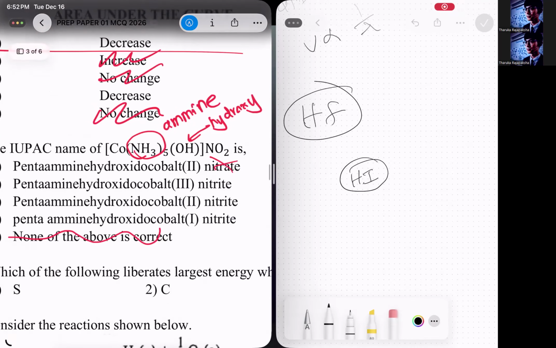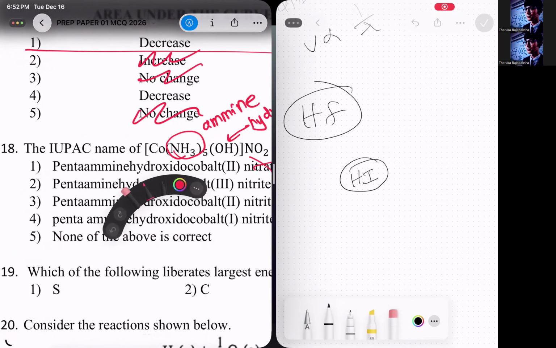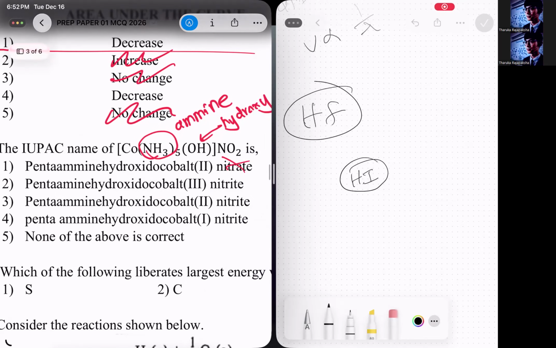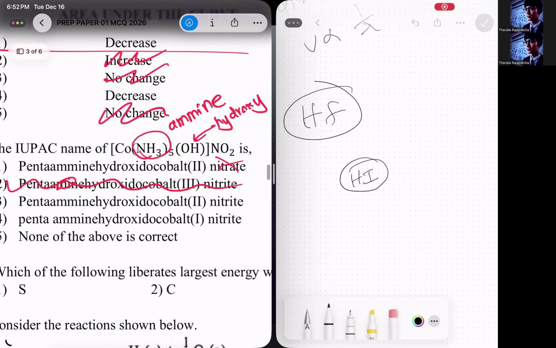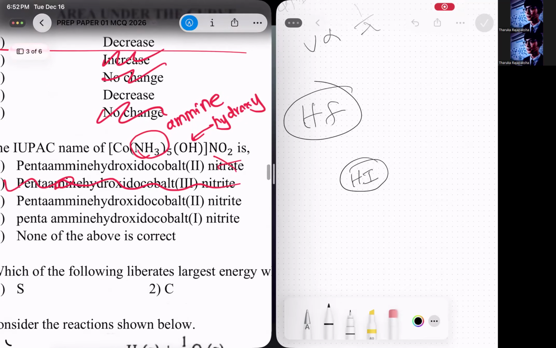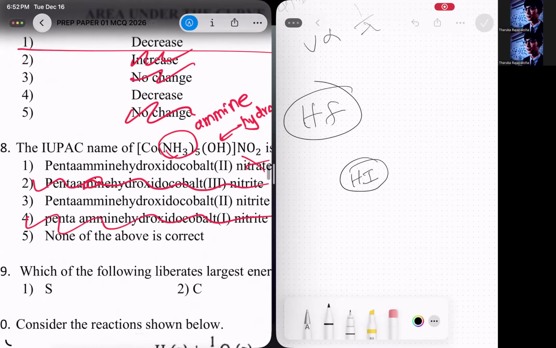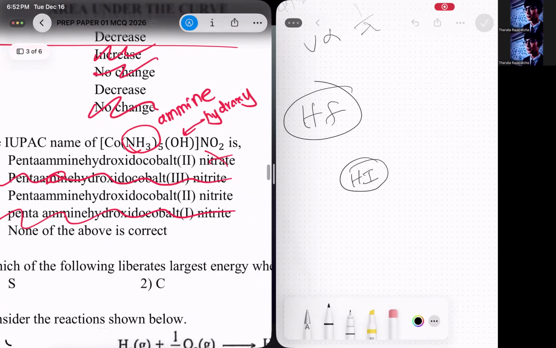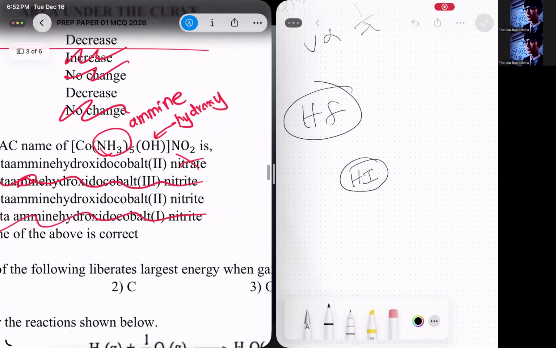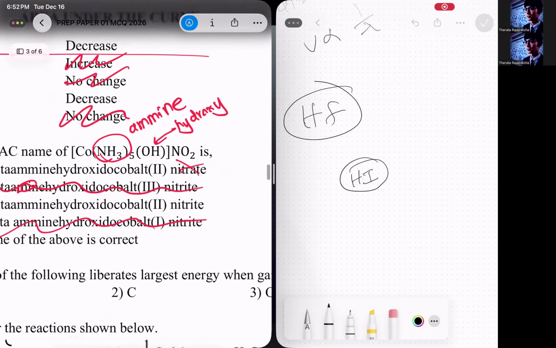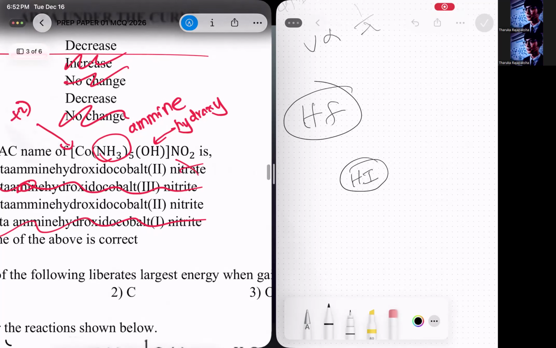Okay, let's see. Pentaamine. Not amine, it should be amine, not the second one then. Pentaamine hydroxido, that's correct. Pentaamine hydroxido, there can't be spaces. Hydroxido, cobalt, it's like +3 or +2, cobalt. Then my central atom, this one is +2 or +3.